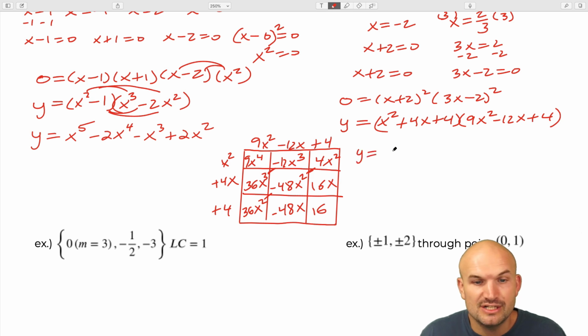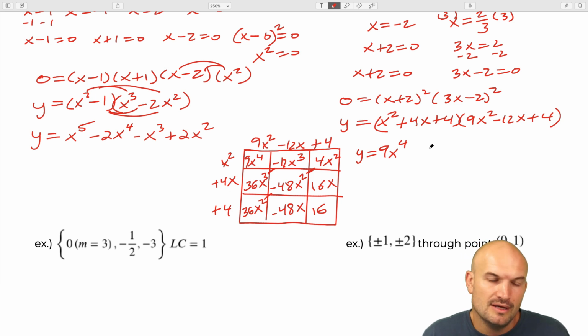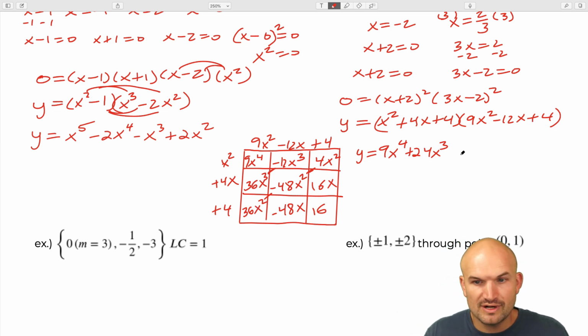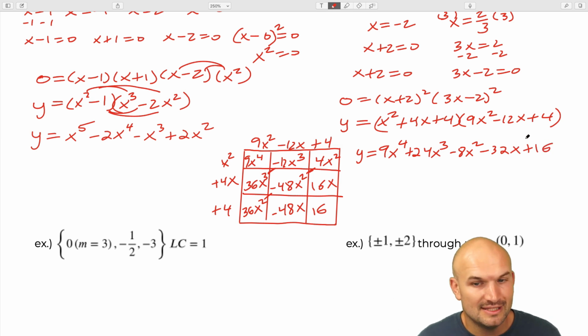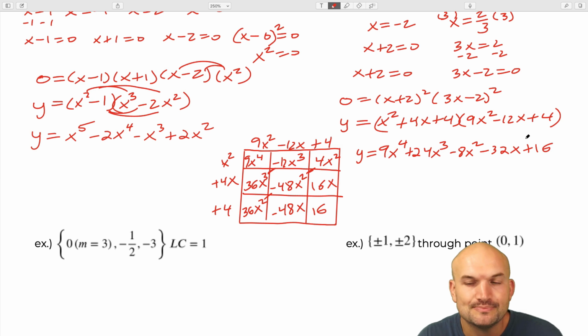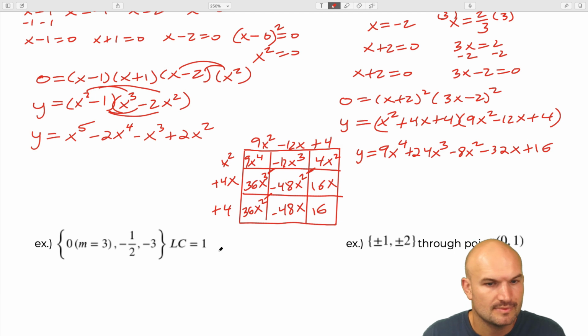So my final equation is y equals 9x to the 4th, that's the highest power. Here, this is going to be a plus 24x cubed. That is going to be a positive 40, so that's going to be negative 8x squared. This is going to be a negative 32x plus 16. And again, these can be very confusing and difficult, and it's very easy for students to make mistakes. So that's why I like using the box method to keep everything organized.